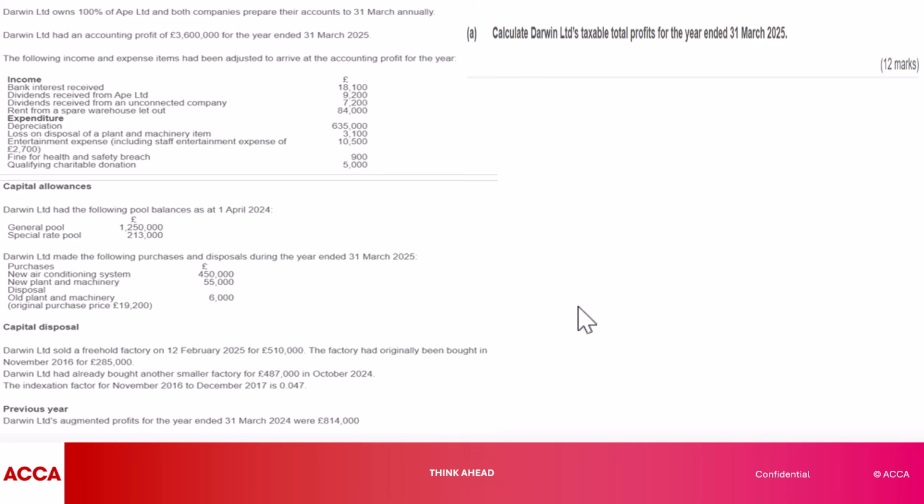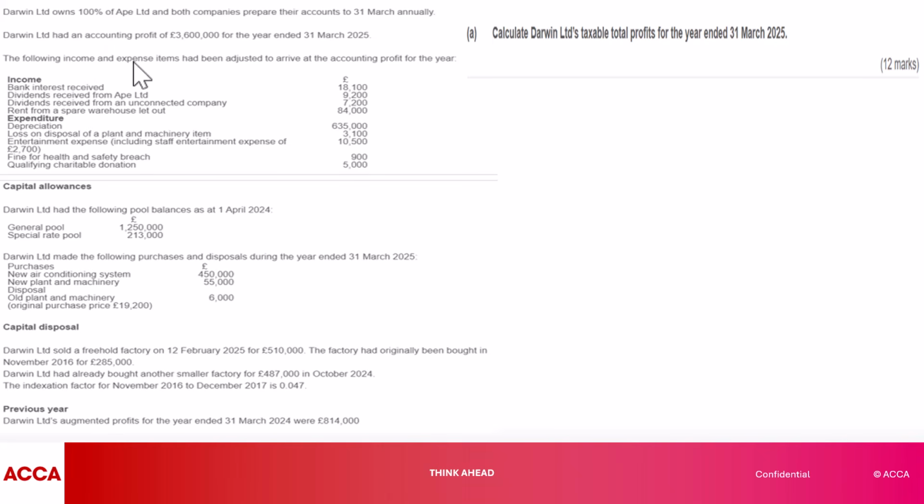Now, this question was lengthy. As you can see here, you're told calculate Darwin's taxable total profits. Quite long. And it's not the tax liability, it's just the summation or the addition of all the incomes this company has. So the first thing I might focus on primarily is the trade profits because I can see there's a lot of things here because I'm being told here, they have an accounting profit of 3.6 million.